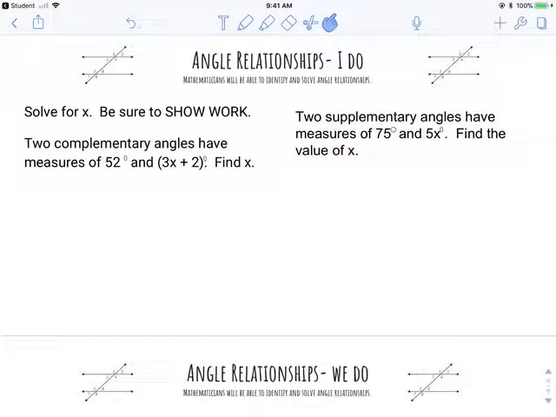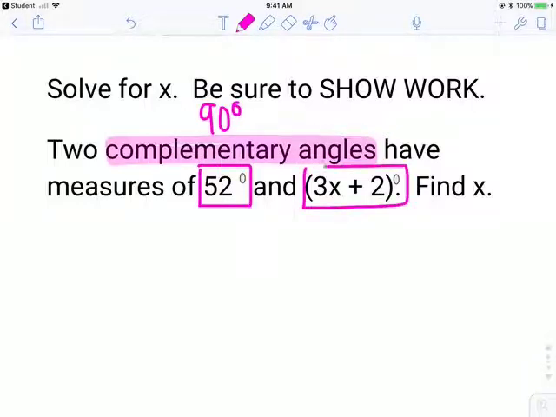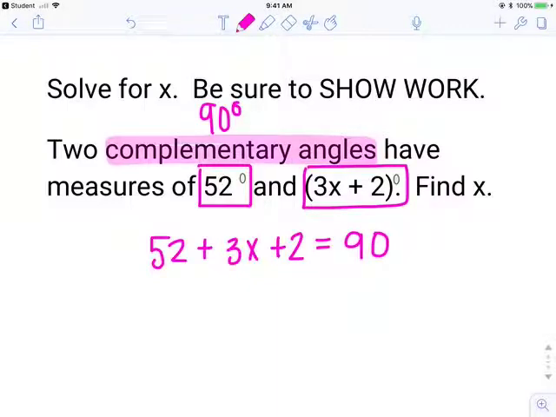And on the third I do slide, we're going to talk about complementary angles first. Complementary angles equal a certain degree measurement, and that degree measurement is 90 degrees. So when I talk about two complementary angles having the measures of 52 degrees and 3x plus 2, I need to know that I set these by adding them together. So 52 plus 3x plus 2 is set equal to the amount they need to equal when they're put together.